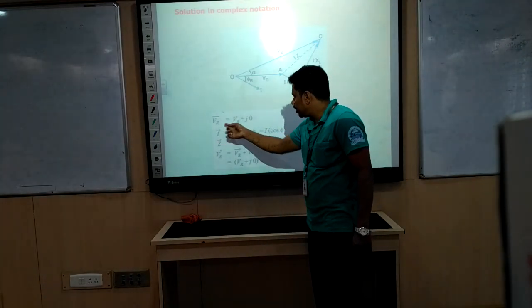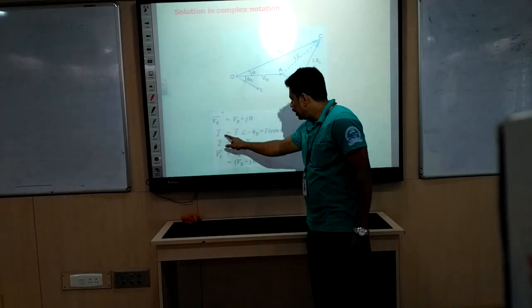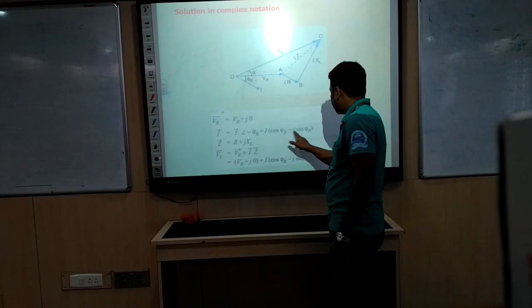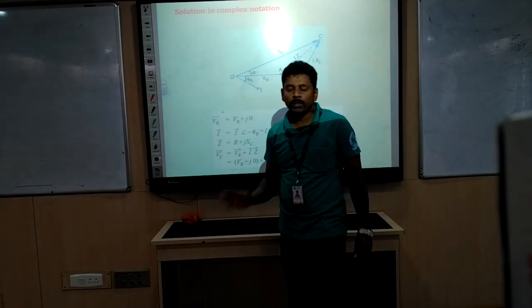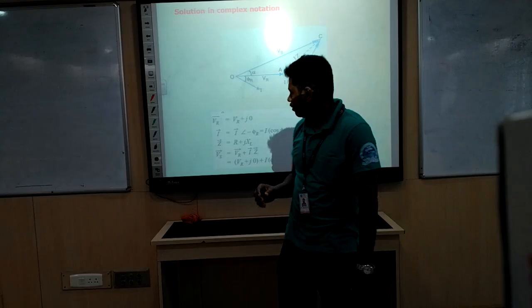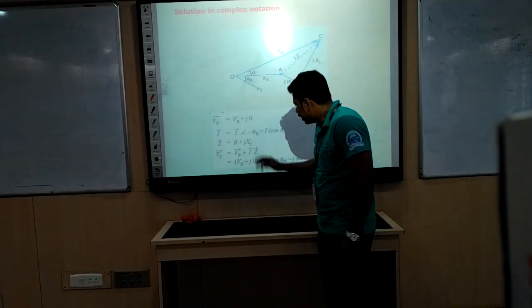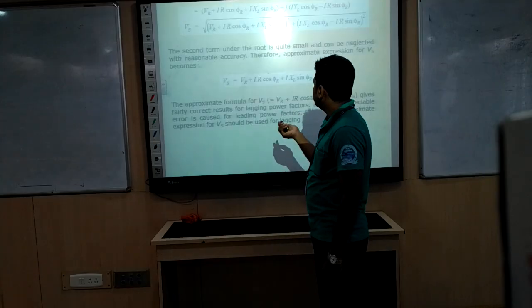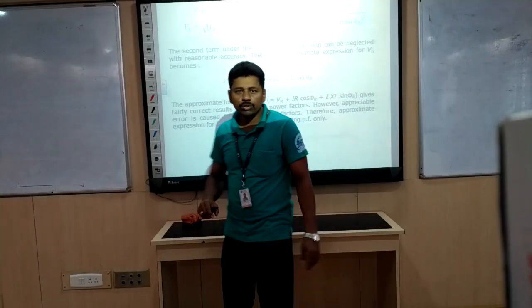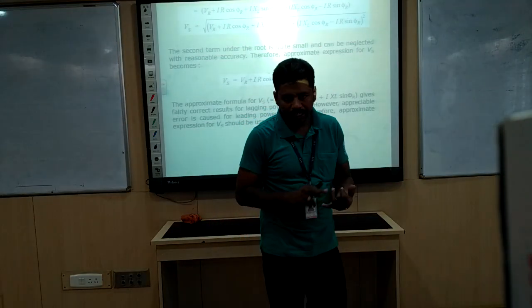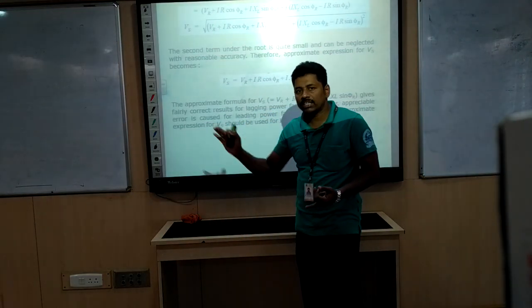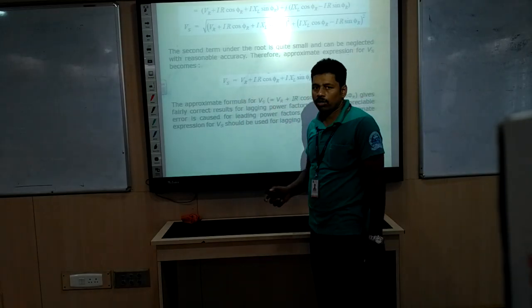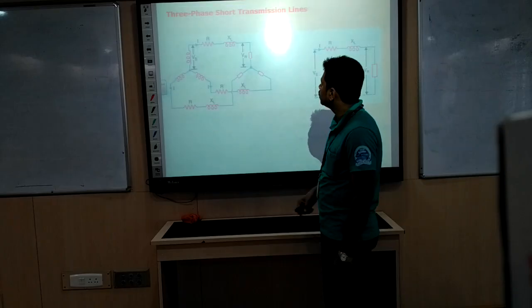Since we take Vr as reference, it is Vr plus j0. The current is always lagging by an angle phi r, which is why I is I at angle minus phi r, which is I into cos phi r minus j sin phi r. Z is the total impedance of the transmission line, which is R plus jXL. Vs is Vr plus I into Z, the vectorial addition. Using this, you can find the value of Vs. Vr is already known, or we fix the value of Vr. With that, we can find the regulation, efficiency, or whatever you want to calculate.